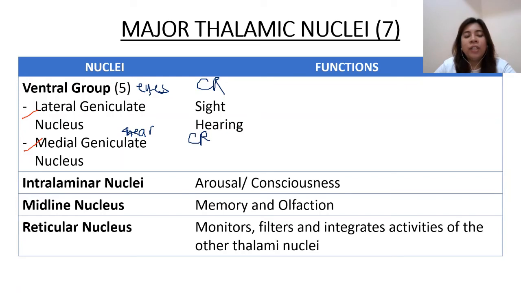For the intralaminar nucleus, while its connections are very widespread, so you don't need to memorize that, just know that it has connections with the limbic system and thus its function is related to that. And your midline nucleus, it's the same thing. And for your reticular nucleus, this lies closer to your thalamus next to your internal capsule.